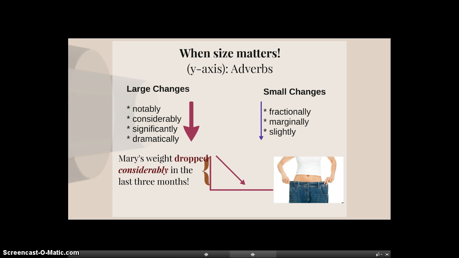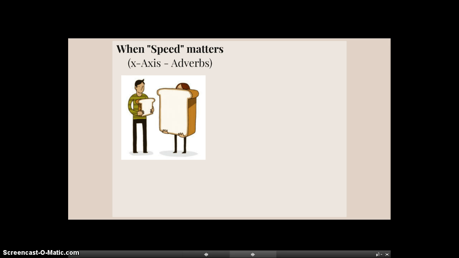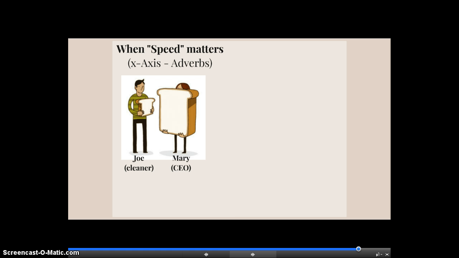Now what happens when we move over to measuring speed? When speed matters, we're using adverbs to describe what happens on the x-axis. So please meet Joe. His job is a cleaner. He doesn't make a lot of money every year. He has a girlfriend, Mary. Now Mary is a CEO of her own company. You can imagine that one person makes more money than the other. In this case, it's Mary.